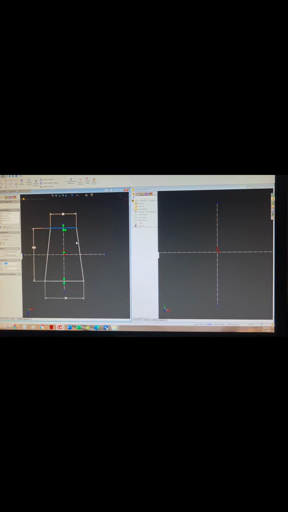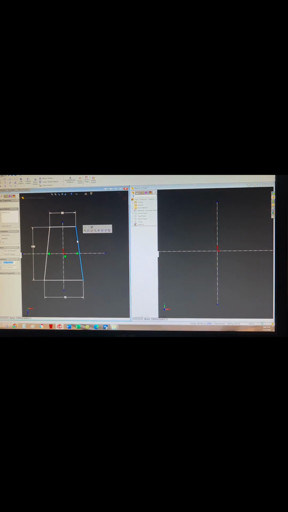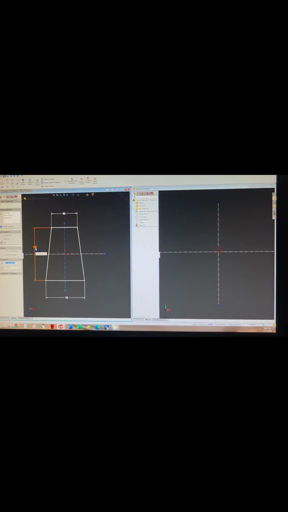So I have the top line. If I look at the relationships on it, it is horizontal and it is parallel to the base line. They are symmetric to each other based on the x-axis. The two angled lines are symmetric to each other based on the y-axis. The height is controlled by 100 millimeters, the base by 75 millimeters, and the top by 50 millimeters. The entire drawing has been sketched up in millimeter units.